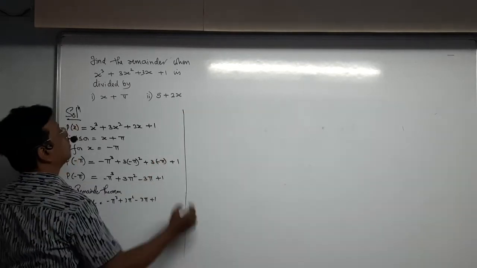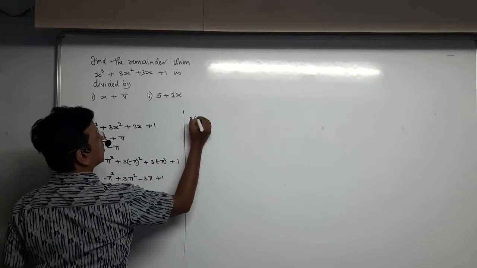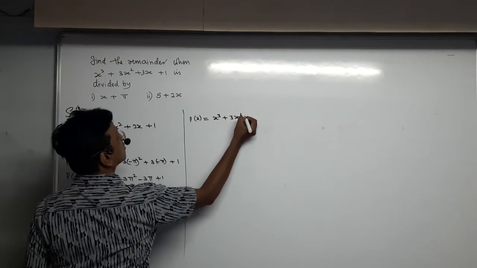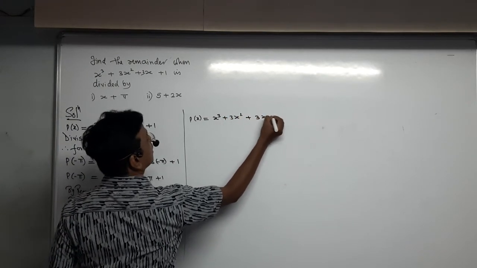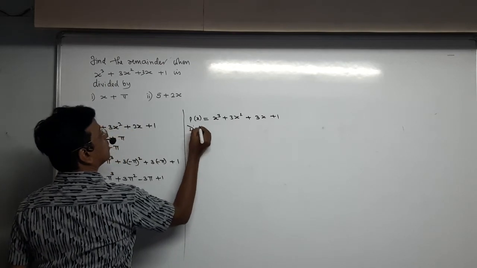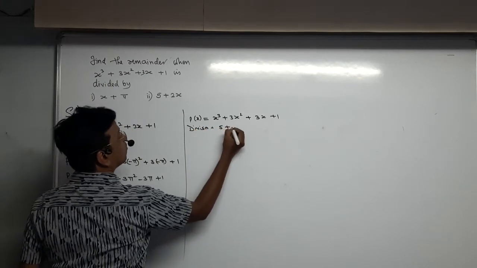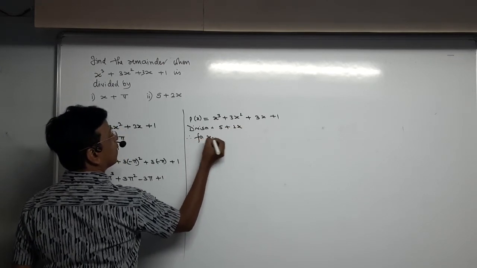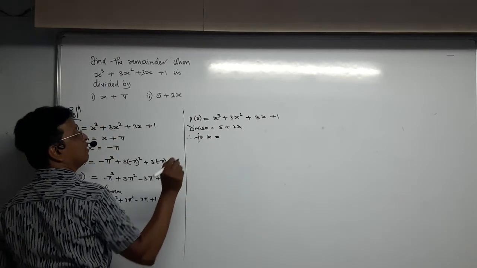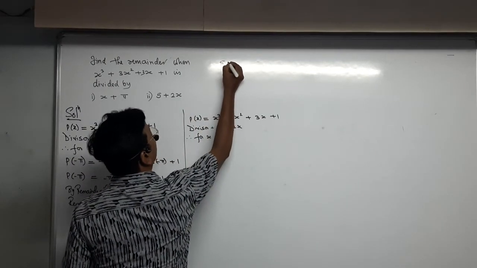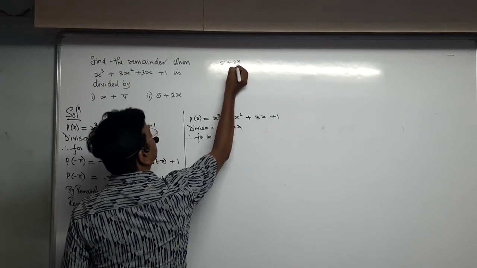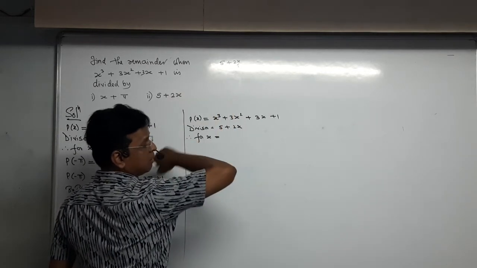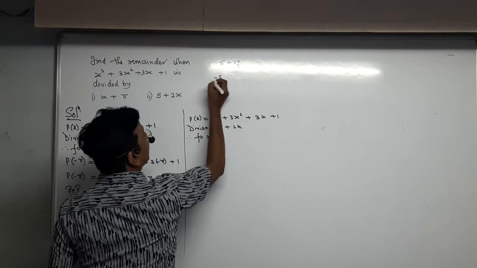Here also I will complete now because I am running out of time. P of x is what? x cube plus 3x square plus 3x plus 1, right? Now next, the divisor is what? 5 plus 2x. Therefore for x is equal to what? It is 5 plus 2x. You have to make x alone. So 5 will go and change its sign, minus 5, and 2 will go and divide it.